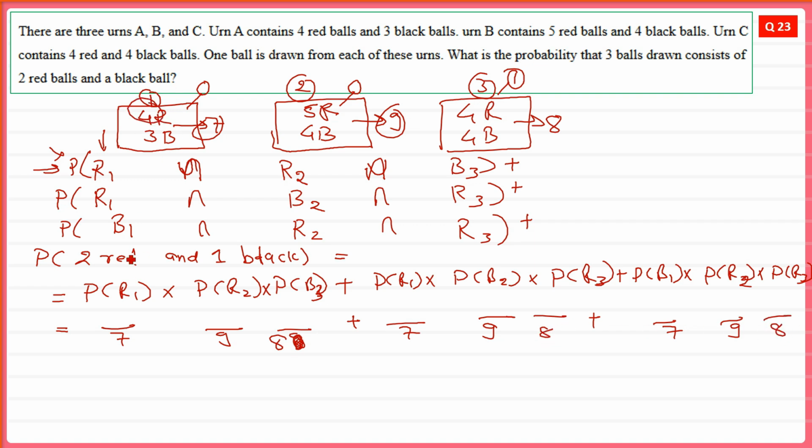Now what is the red in the first one? 4. Red in the second one? 5. Black in the third one? 4. Now red in the first one, 4. Black in the second one, 4. Red in the third one, 4. And now the final one: the first one has 3 blacks, the second one has 5 reds, the third one has 4 reds. So these 3 are separate terms and we will multiply them and then combine these 3 terms. The final computation will give you the result as 17 by 42.